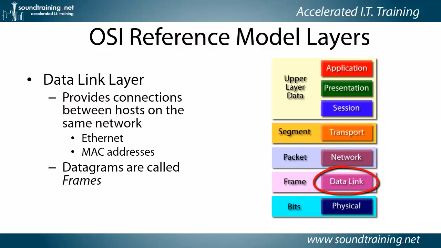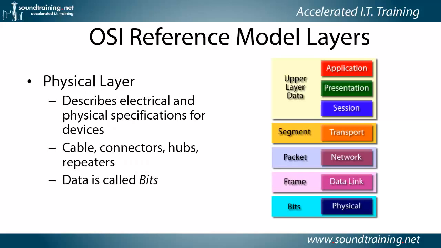Layer 2 is the data link layer, provides connections between hosts on the same network. This is where you find Ethernet operating. MAC addresses operate at layer 2. So IP addresses or IPv6 addresses are at layer 3. MAC addresses, sometimes called hardware addresses, are at layer 2. In fact, MAC is the acronym for the Media Access Control, which is a sub-layer of layer 2. And the datagrams at layer 2 are called frames.